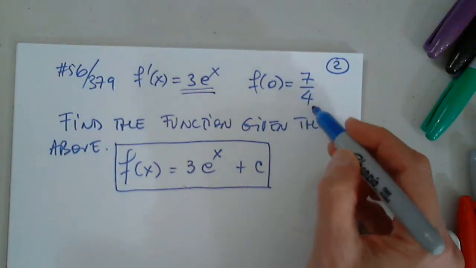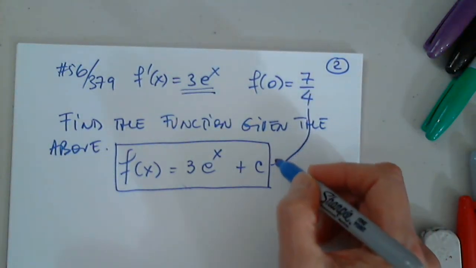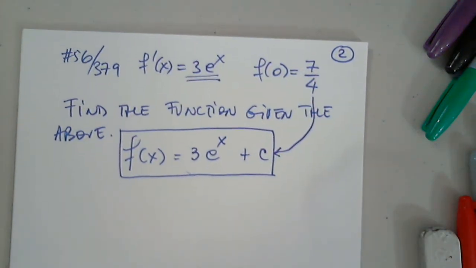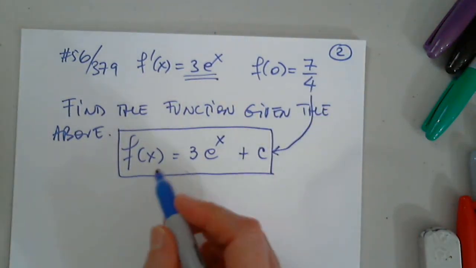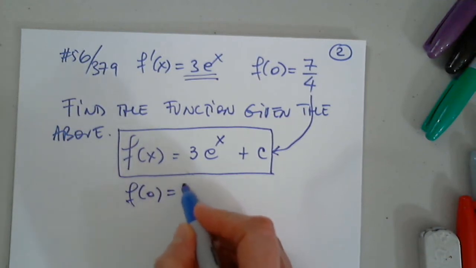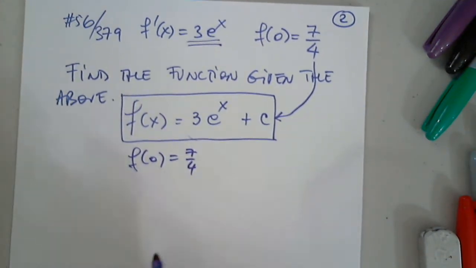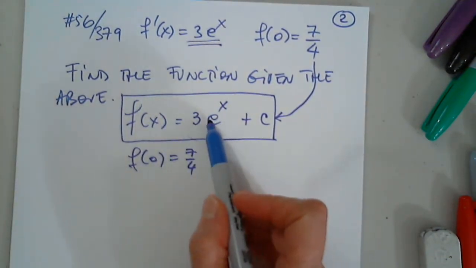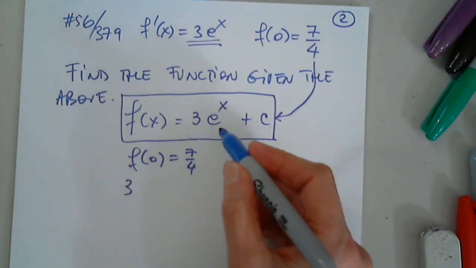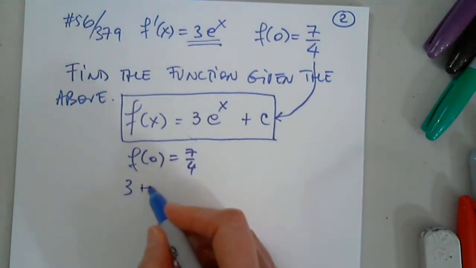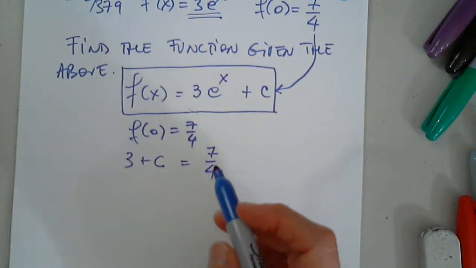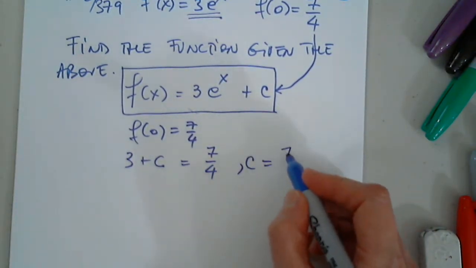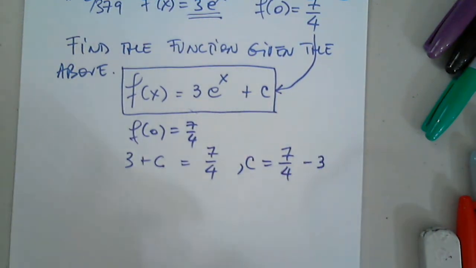Now, why is this given to us? Specifically to determine the constant. So we are told that f of 0 equals 7/4. So that means that when we plug in 0, I get 3 times e to 0, which is 1, plus a constant c equals 7/4. So then I will subtract 3 and then get c equals 7/4 minus 3.